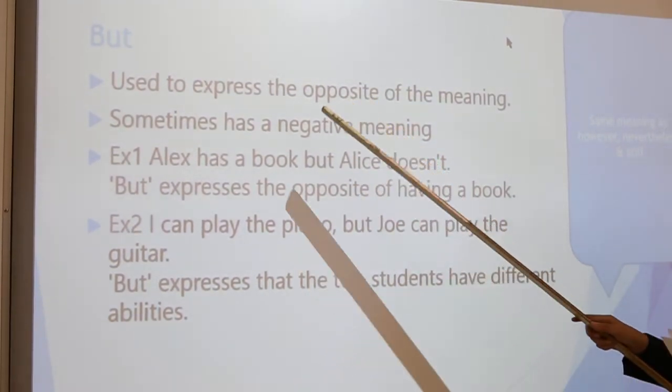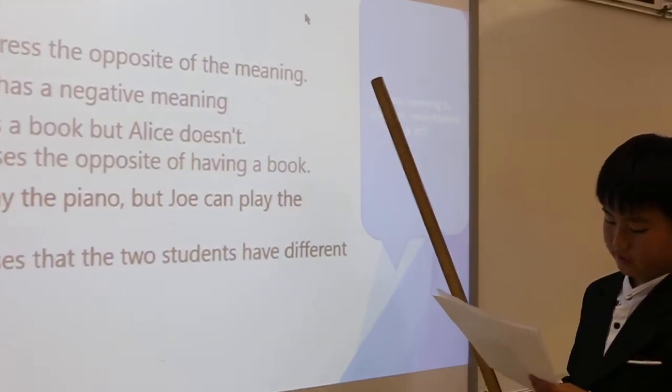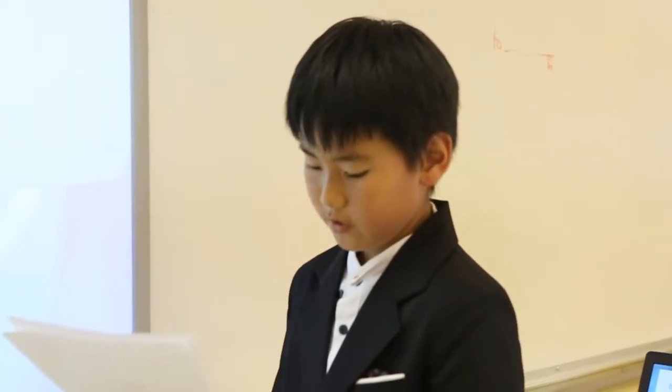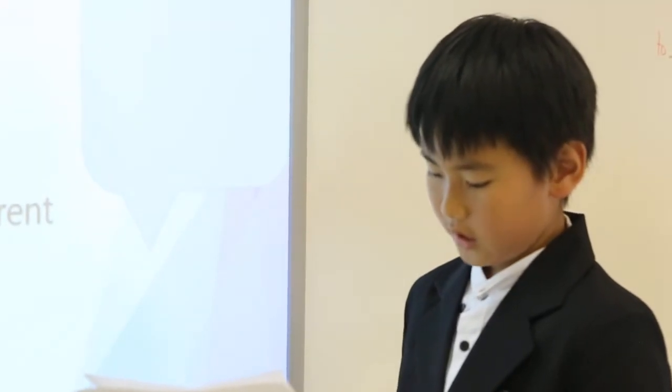But is used to express the opposite of the meaning. It is negative and has the same meaning as however, nevertheless, and still. For example, Alex has a book, but Alice doesn't. In this example, but is expressing the opposite of having a book. For another example, I can play the piano, but Joe can play the guitar. In this sentence, but expresses that the 2 students have different abilities.